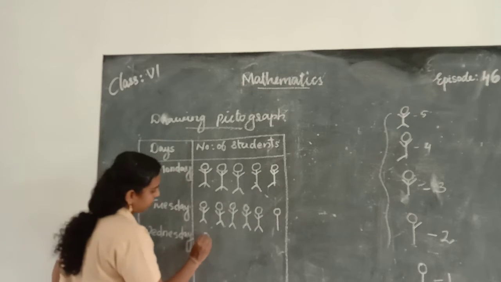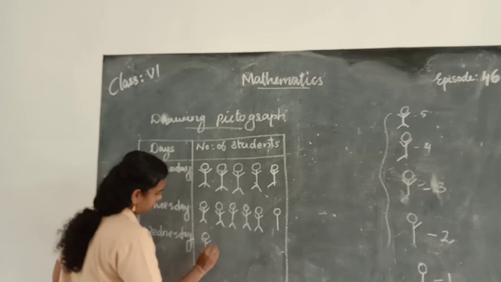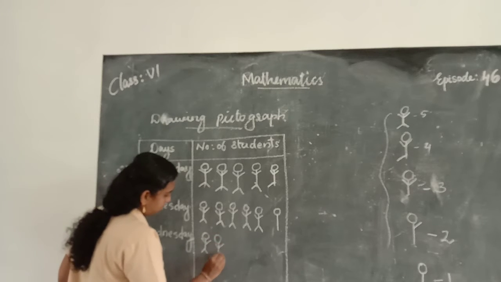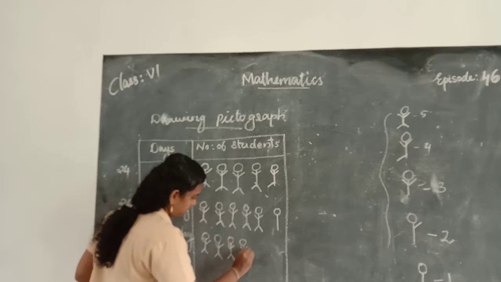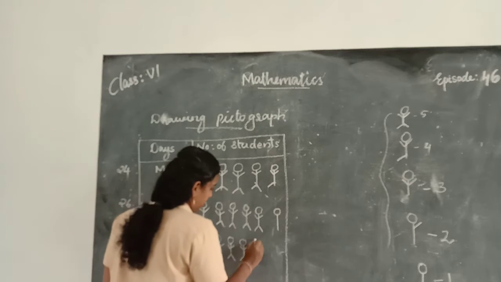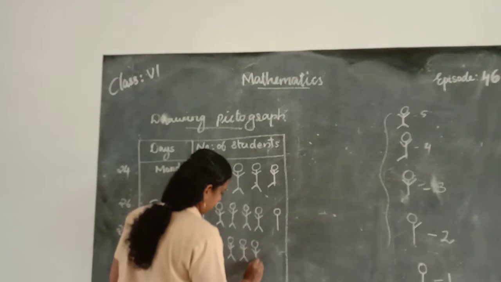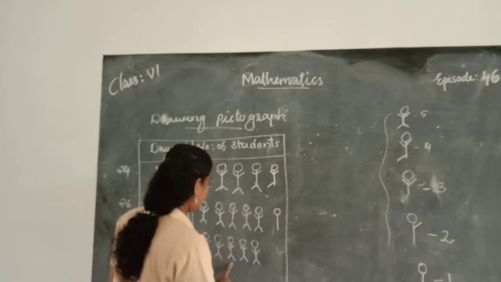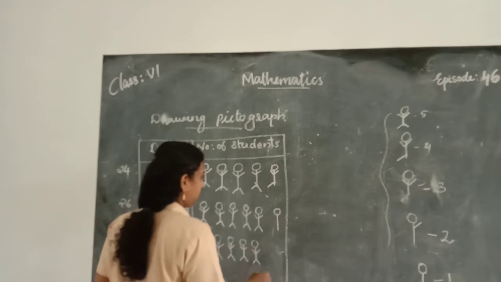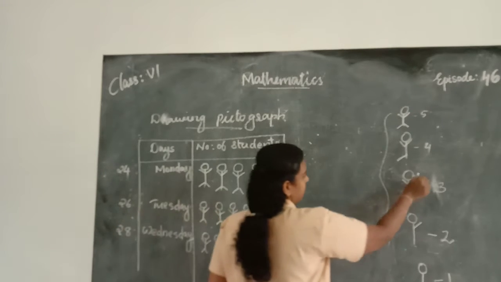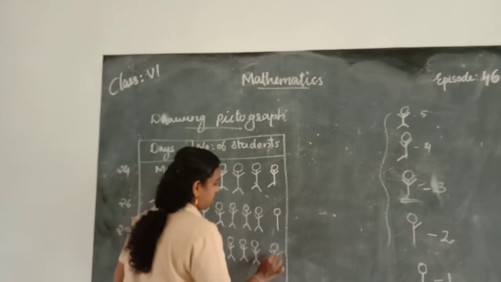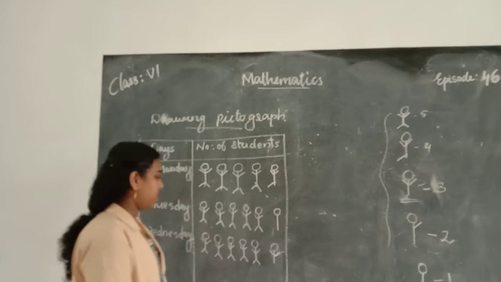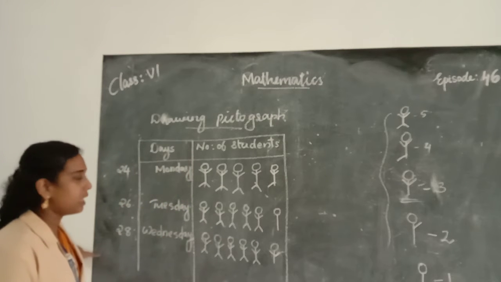So 5, 10, 15, 20, 25, 25 plus 3. And the figure represents 3 by removing the 2 legs. It represents 3. So we get 25 plus 3, 28.